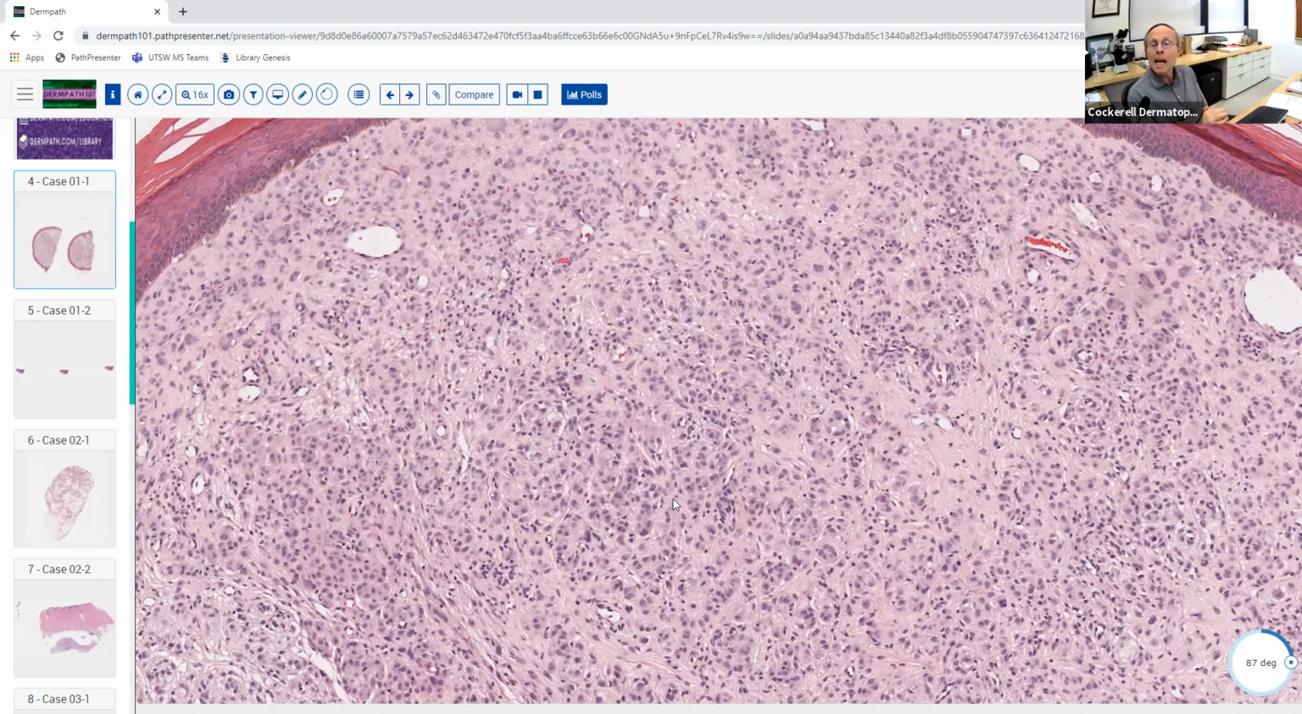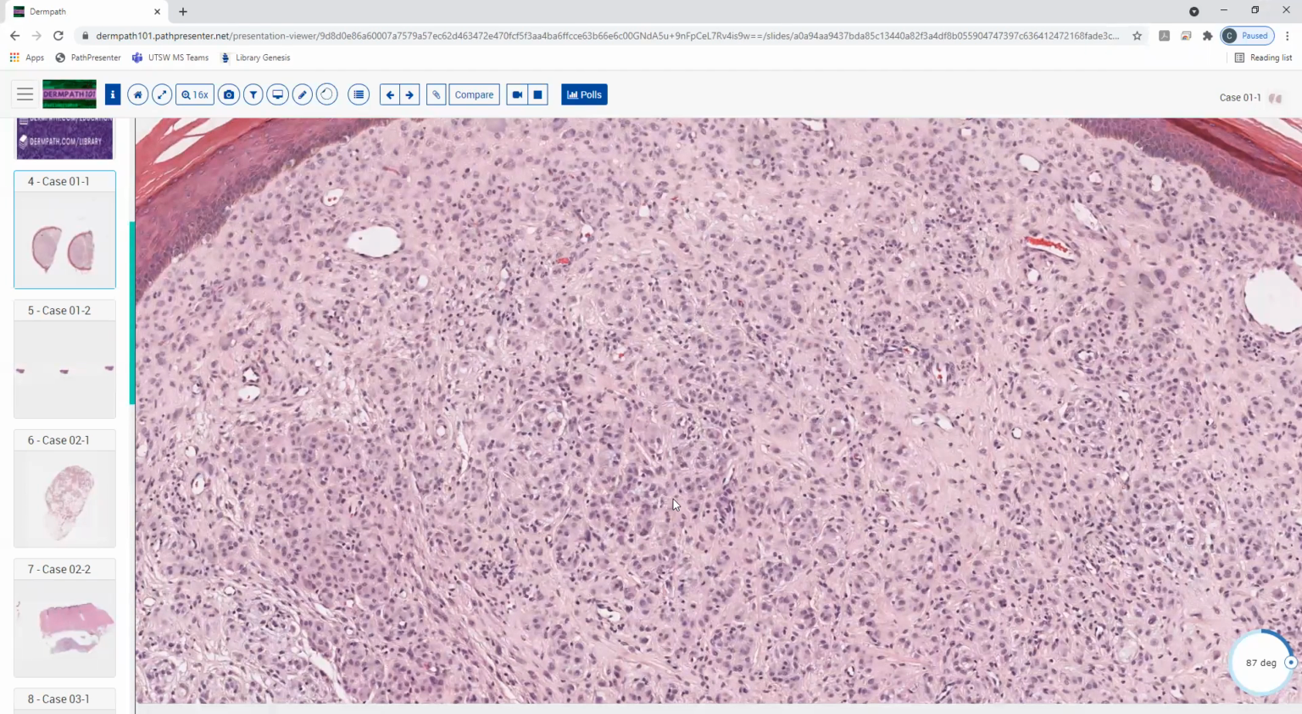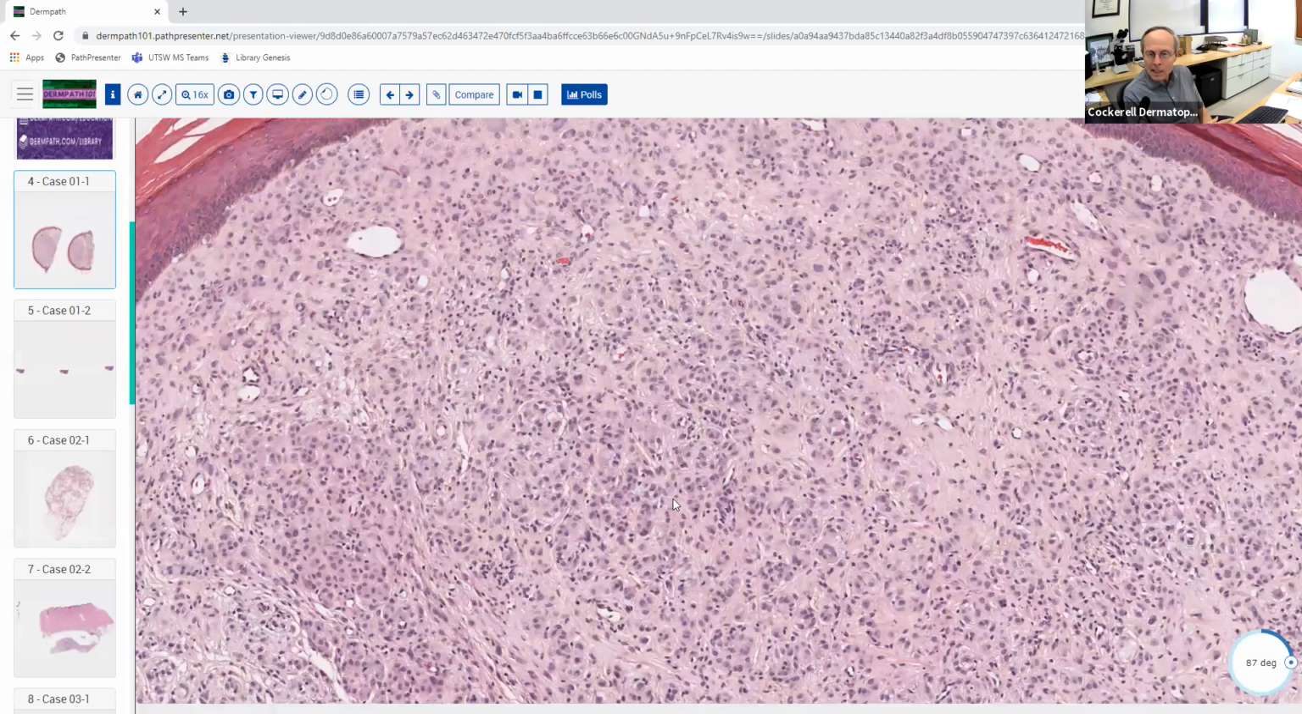What pattern is GA? It's palisaded granuloma. And then we have suppurative granulomatous dermatitis. We have foreign body granulomatous dermatitis, and then we have tuberculoid granulomatous dermatitis. Those are the 5 major patterns of granulomatous inflammation of the skin.